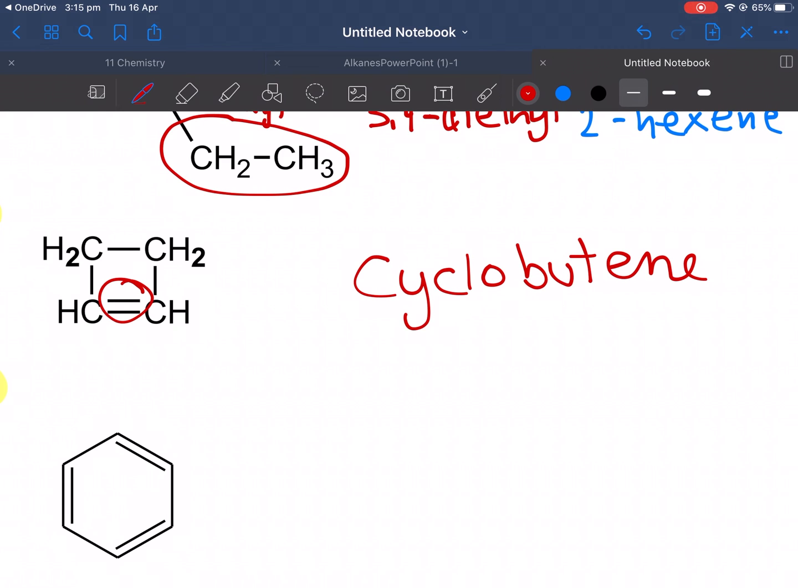So technically it's cyclobutene, but you don't need to put the number because you can't put it anywhere other than the correct spot, if that makes sense. Hopefully that makes sense to you. So that one's a cyclobutene, nice and easy.